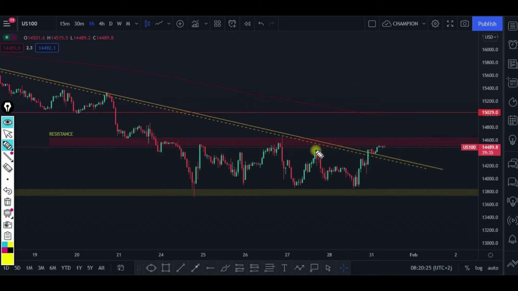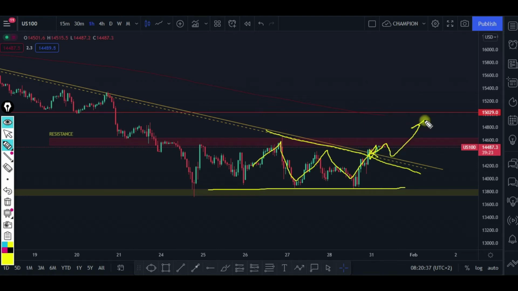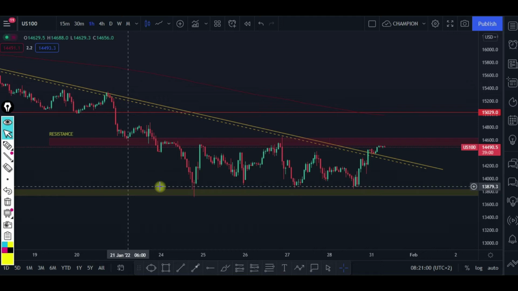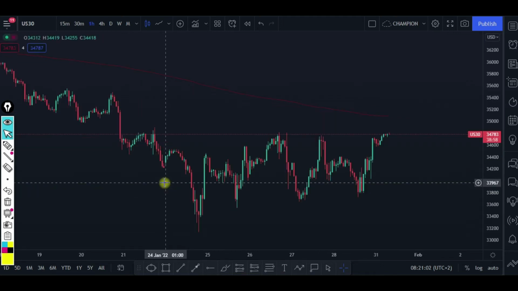This is the descending wedge. You can see that it's a descending wedge. The market broke out of it. It's about to retest and then break out of the horizontal resistance, and then push high. I hope you guys are able to get that. Okay, let's not waste any more time. Let's move to the next one.